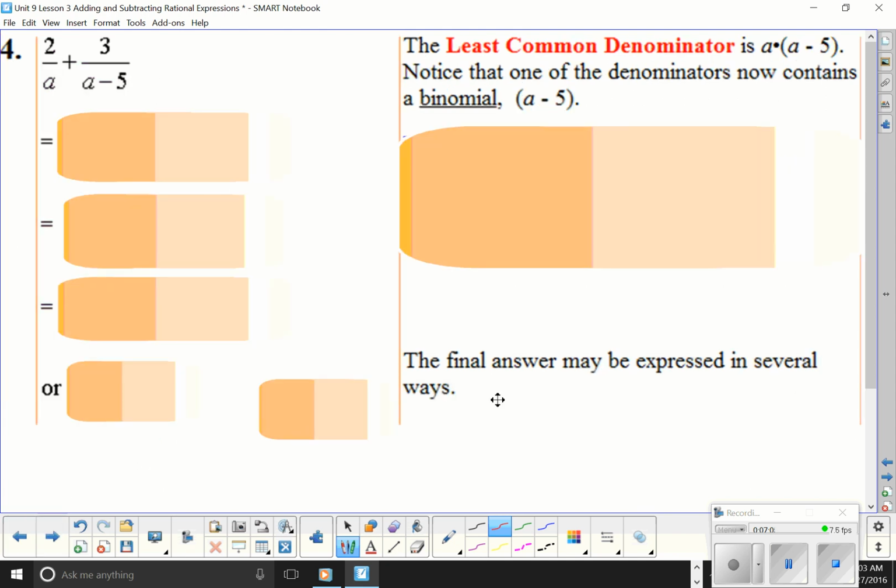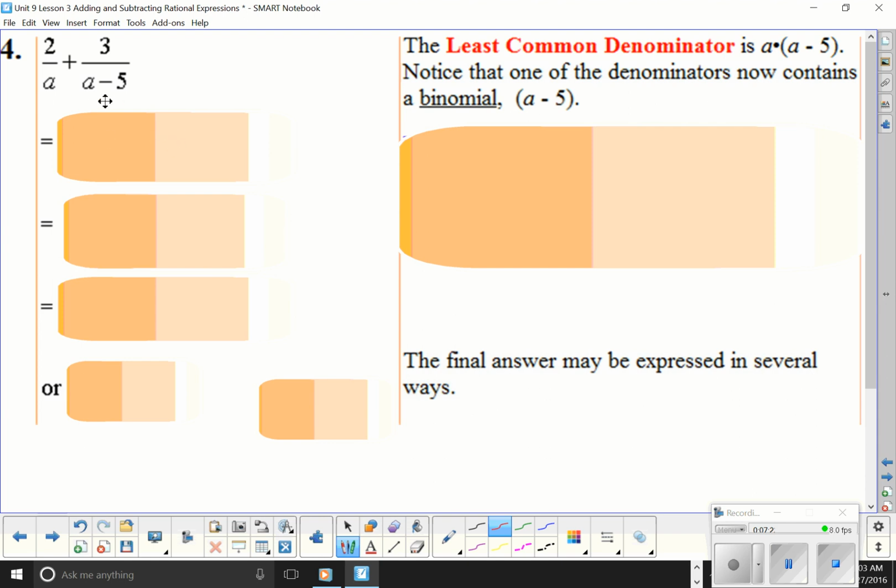Number 4. Pause the video and try this one. There's some hints over on the right-hand side, but pause the video, try this one, and then start it again. See how you do. Are you back? Well, let's see.